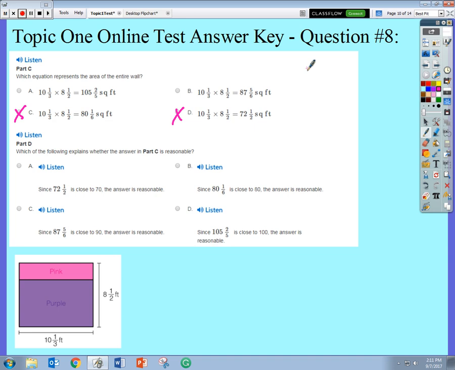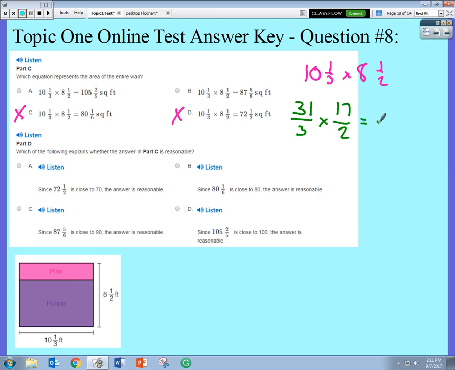Well, let's convert 10 and 1/3 times 8 and a half. This gives me 31/3 times 17 halves. Some ugly numbers to multiply. Not happy, but let's push through it. 3 times 2 is 6. 31 times 17. That's 7, that is 217. Good practice on math fluency here. Put the 0. 1 times 1 is 1. 1 times 3 is 3. That gives me 7, 2, and 5.